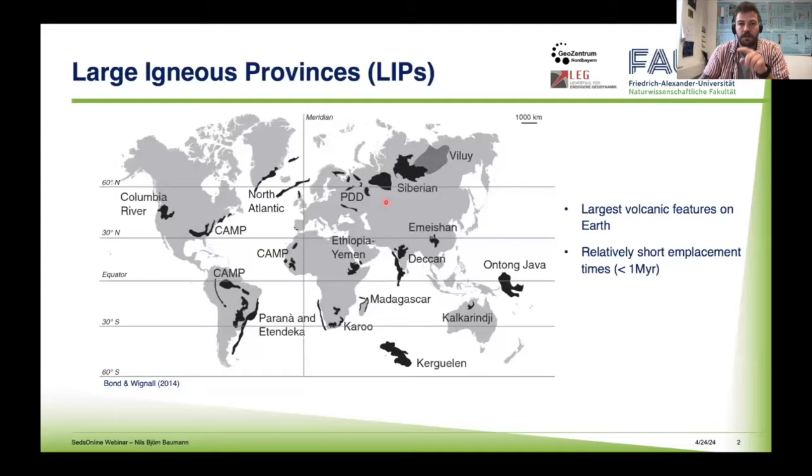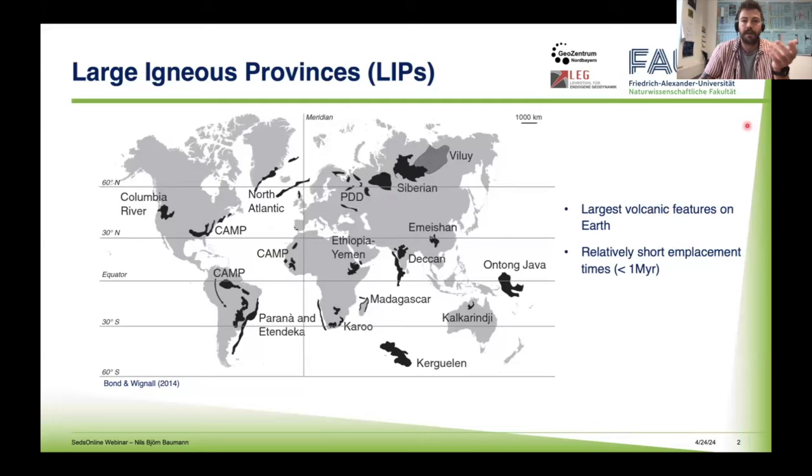Just as a refresher, when we talk about large igneous provinces, what we basically mean is the largest volcanic features on Earth. Apart from their sheer volumes, what makes them interesting is that they are emplaced over relatively short time spans, usually less than 1 million years. As you can see on this map, we usually divide them into continental flood basalts and oceanic plateaus.